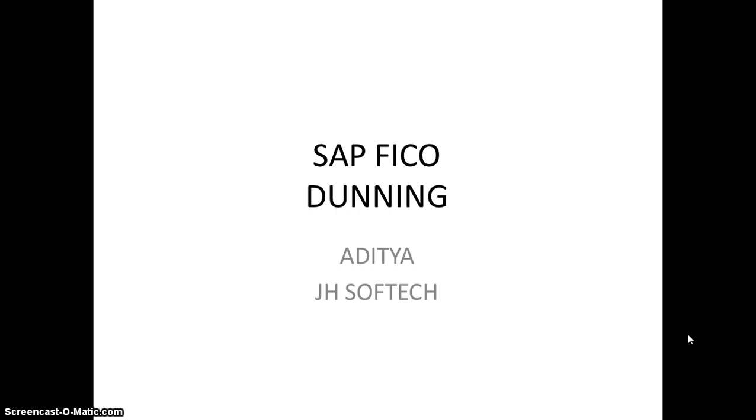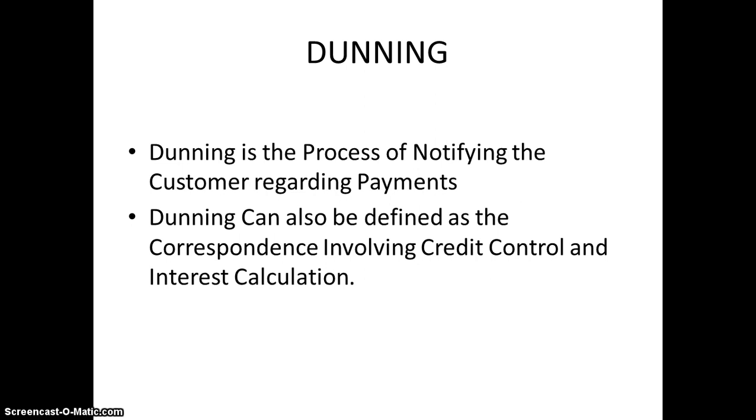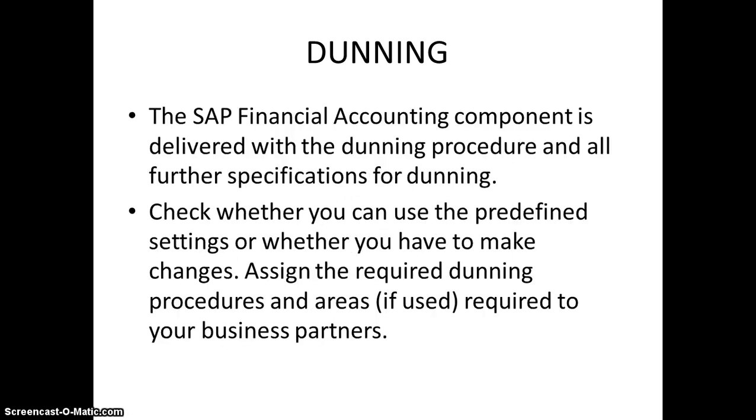In this session we are going to focus more on the dunning process. Dunning is a process of notifying the customer regarding payments. Dunning can also be defined as the correspondence involving credit control and interest calculations, specifically with the customers. In dunning, the SAP financial accounting component is delivered with the dunning procedure and all further specifications for dunning. So check whether you can use the predefined settings or whether you have to make changes. Assign the required dunning procedures and areas, if used, required for your business partners.